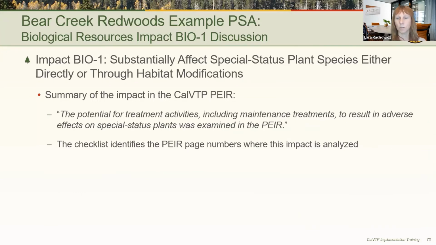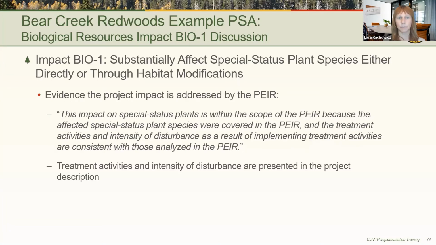So back to our recipe, the next step is to summarize the impact on special status plants in the program EIR. Here, the PSA states that the potential for treatment activities to result in adverse effects on special status plants was examined in the PEIR, and the checklist that precedes the impact discussion identifies the page number where the impact is analyzed in the EIR.